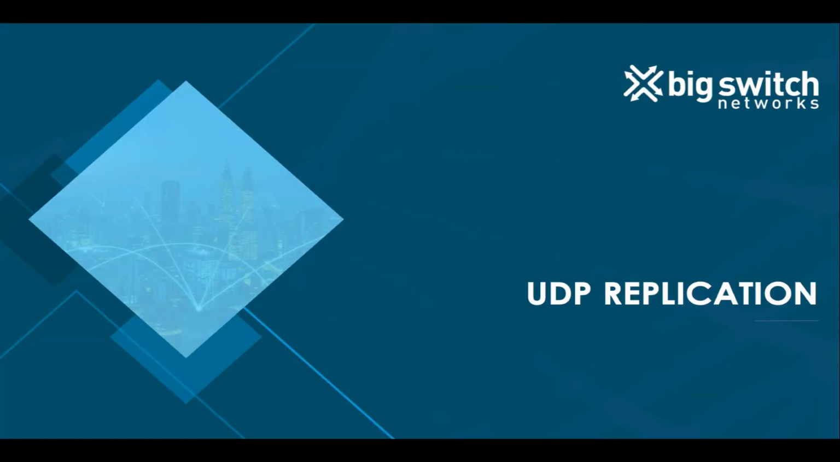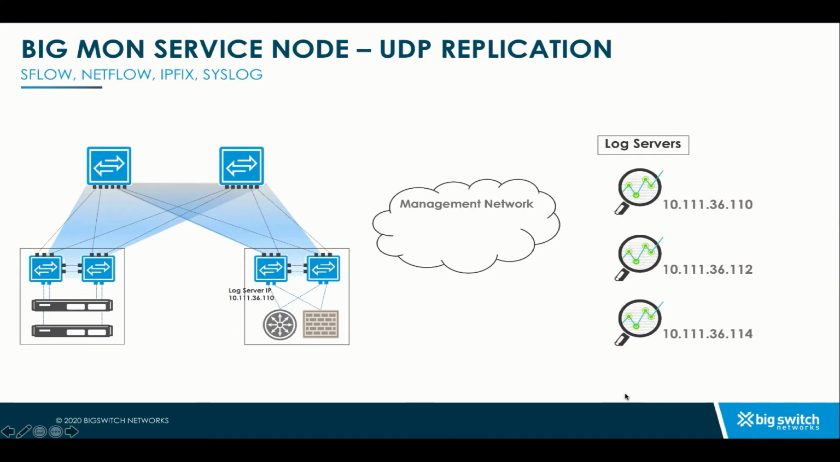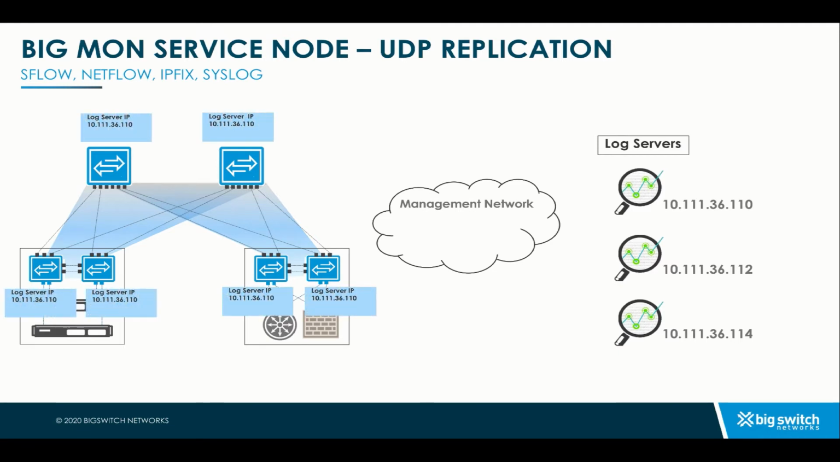Now let's take a closer look at how UDP replication is done using the service node. To send flow records like SYSLOG, NetFlow, IPFIX, or SNMP messages to collectors, every production switch or router has to be configured with the collector IP. Sending flow records or log messages to an additional collector requires updating the new collector IP on all production devices. This can lead to configuration errors, such as a device not being updated with the new IP or a wrong IP address being entered. Also, sending flow data or log messages to multiple collectors increases production traffic.